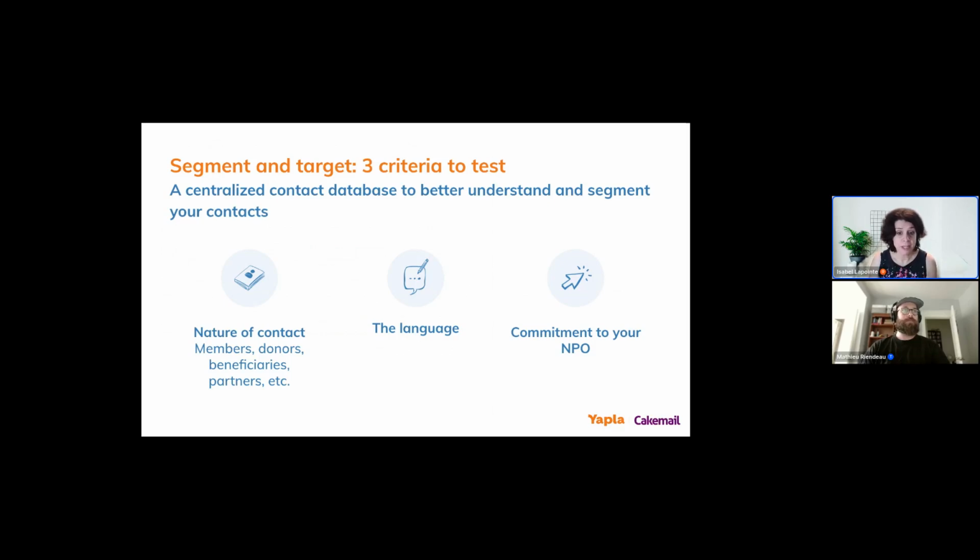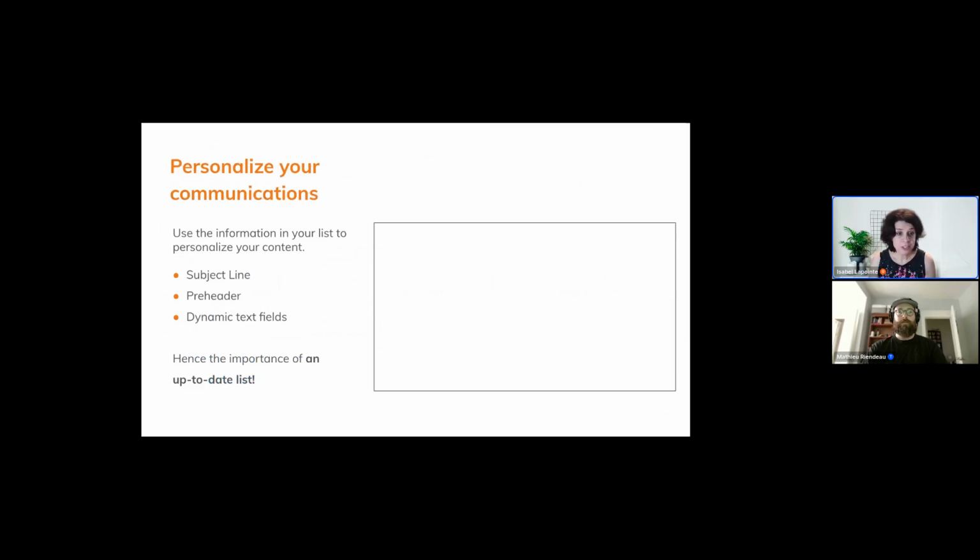If you're having a bilingual population, you can send emails that are triggered in English or in French to address those different populations, and commitment to your NPO, obviously. So personalize, very simple things. How can we do that?